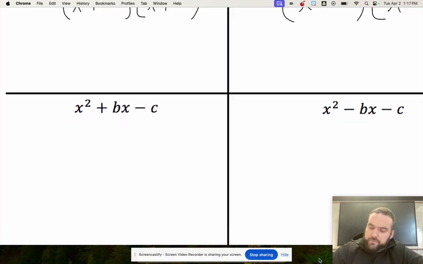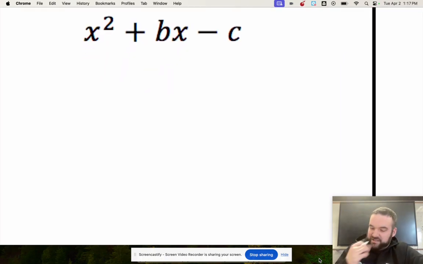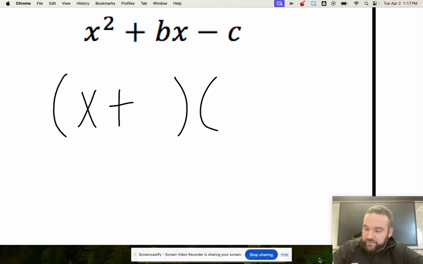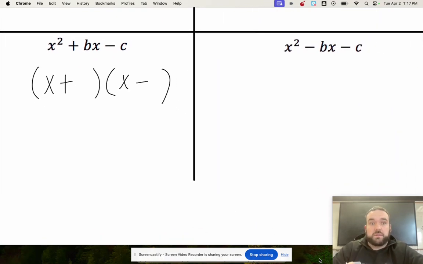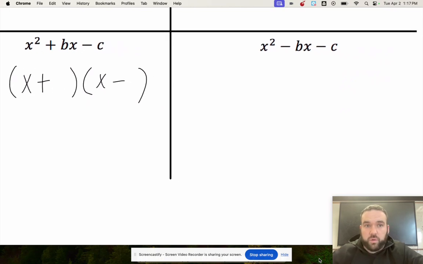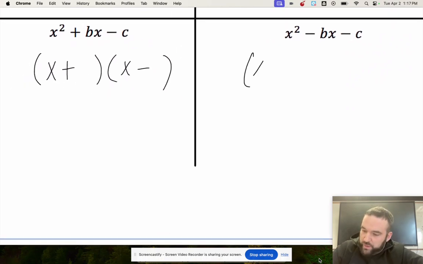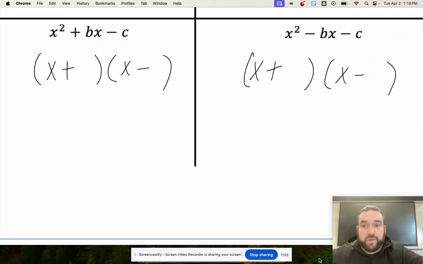And then on the bottom two, there's a little bit less. All I know is that if c is negative, I need one positive factor and one negative factor. So I'm going to have something like that. And now I just need to put the puzzle together to figure out which factor is positive, which factor is negative, so it makes my middle term that I'm looking for. And the same thing happens over here. All we have is simply x plus and x minus, and I don't know a whole lot more than that.